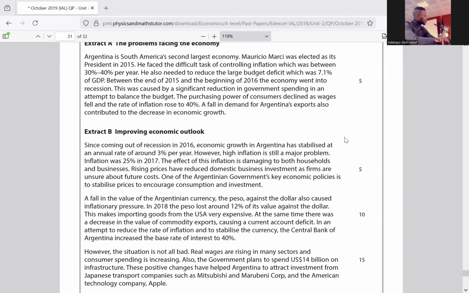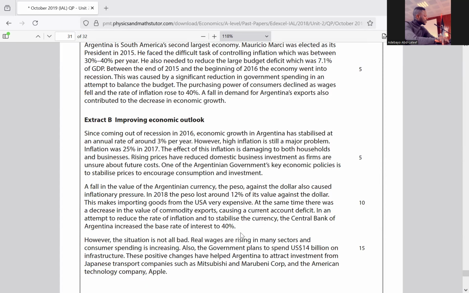The current account measures the total value of exports minus imports. A fall in the value of the peso will in turn make exports cheaper, while imports become expensive. This will increase the value of exportation, which will in turn improve the current account balance of payment. According to extract B, the value of the peso fell by 12% against the dollar. It is written here, 12% against the dollar. So that is question 12C.